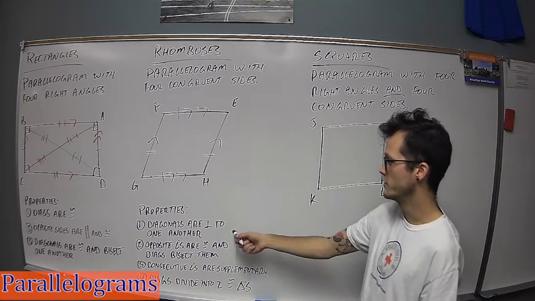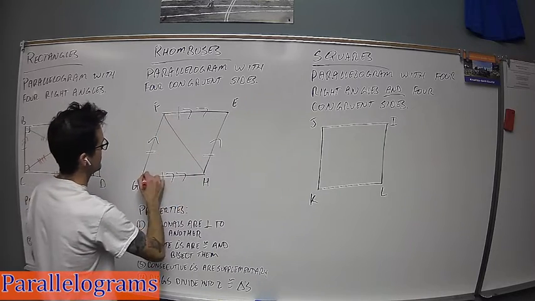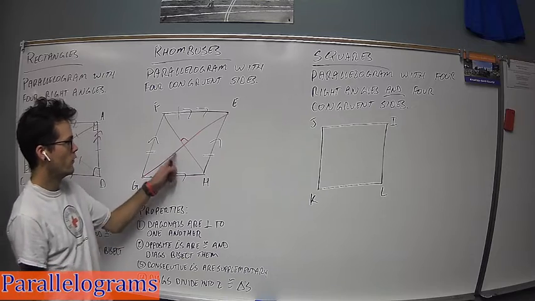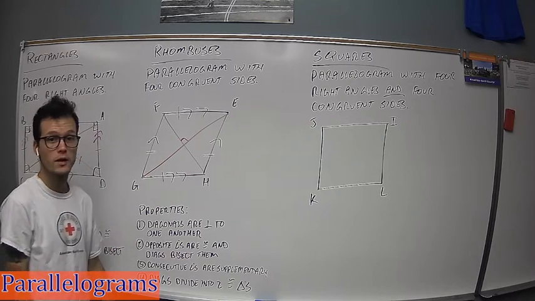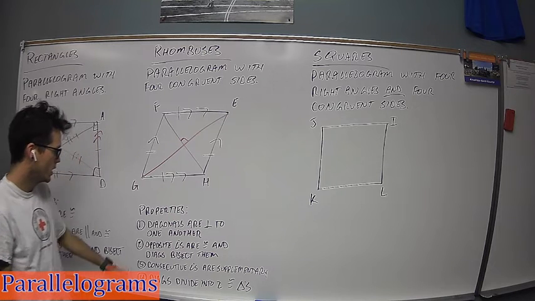Okay, diagonals are perpendicular to one another. So here, when we drop in the diagonals, EH and then GE, they're going to meet at a right angle. So all 4 of these are right angles, creating right triangles. These are things that we'll be able to use moving forward.